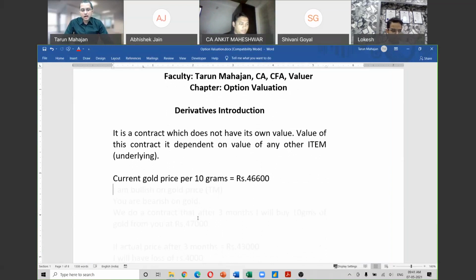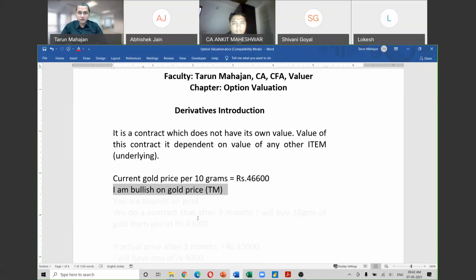Now suppose I am bullish on the gold price. Me, Tarun Mahajan, I am bullish on the gold price. I think that in the next 2-3 months, the gold price will actually rise. Looking at the current COVID-19 situation in India and worldwide, people have started to lose faith in economies and in securities such as shares and debentures. That's why there are chances that people will again show more faith in gold, and consequently the gold price will rise. So I am bullish on gold.